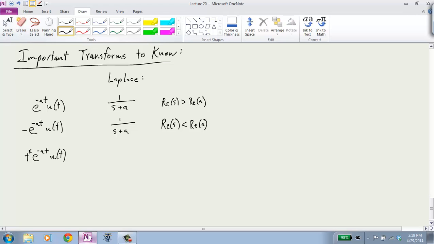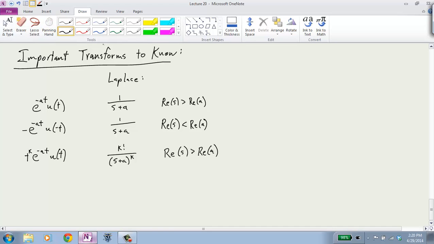Oh, whoops. That should be minus t. That's what it is, u of minus t. So one of these is on the right side of t, and one of them exists for negative t. Okay, so this is going to be k factorial over s plus a to the k. And again, the real part of s has to be greater than the real part of a, and there's going to be another one for the same thing with the other region of convergence. But I just mentioned this one to show.